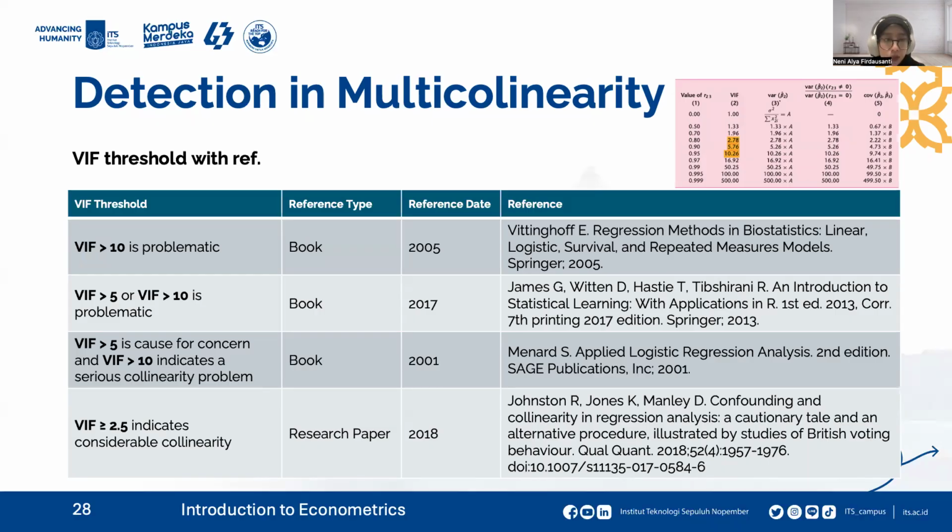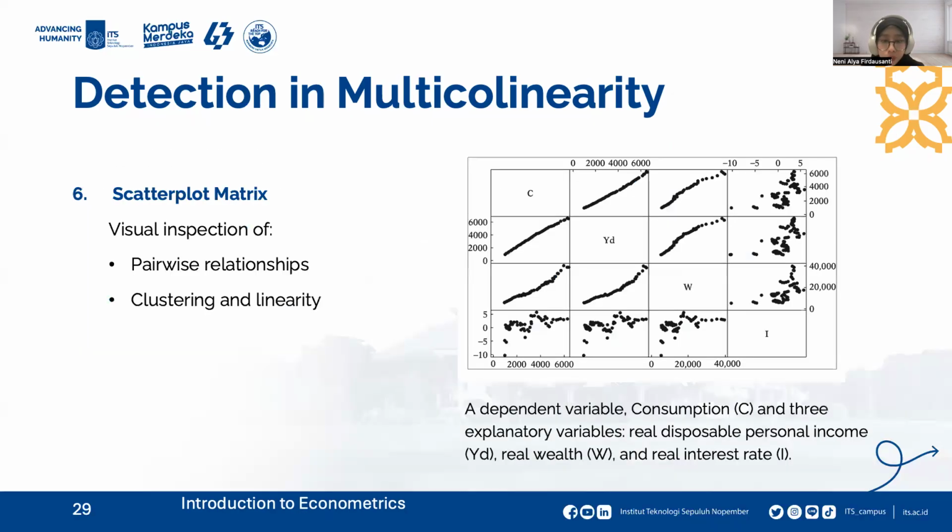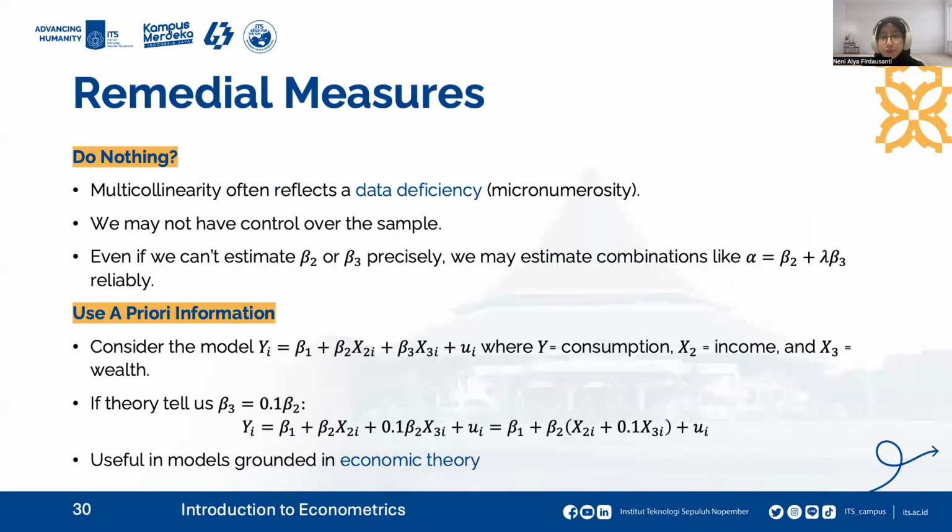And then another way to detect multicollinearity is by the scatter plot metric. This is similar to the pairwise relationship. You can add the visual inspection also. So what do we do next after we know how to detect the multicollinearity?